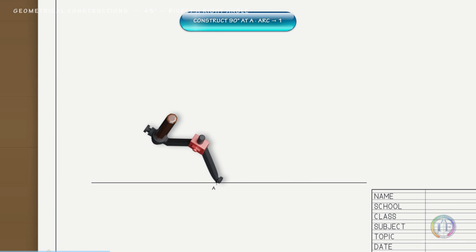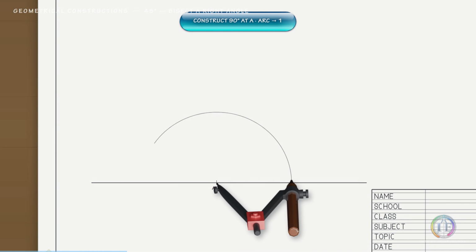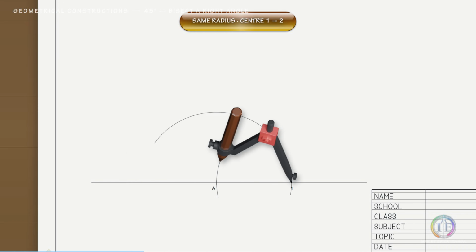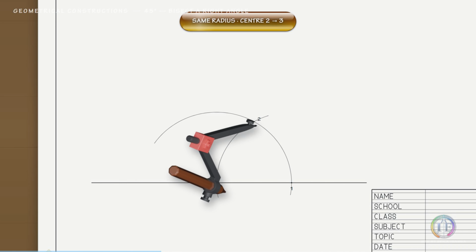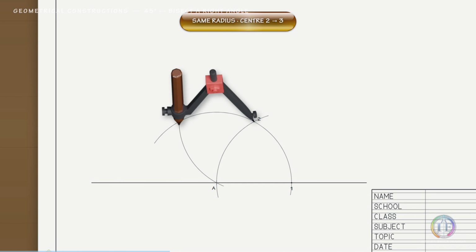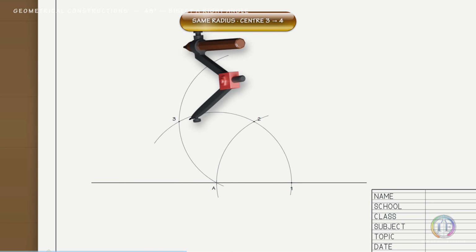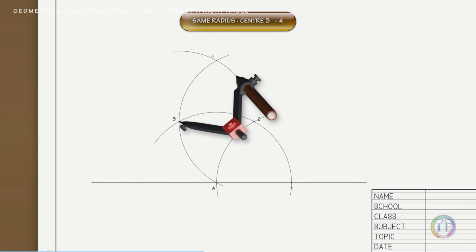With center A and any convenient radius, we draw an arc that cuts the line at the point 1. With the same radius and center 1, we cut the first arc at the point 2. Again, with the same radius and center 2, we obtain the point 3. And once more, the same radius, center 3, gives us the point 4 directly above A.